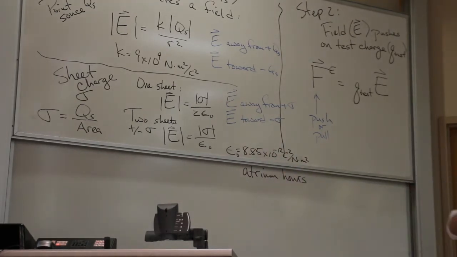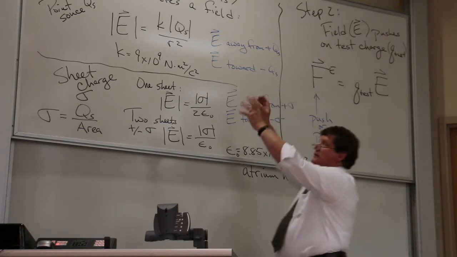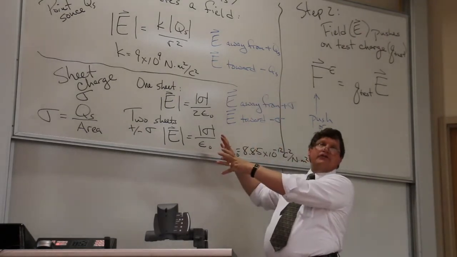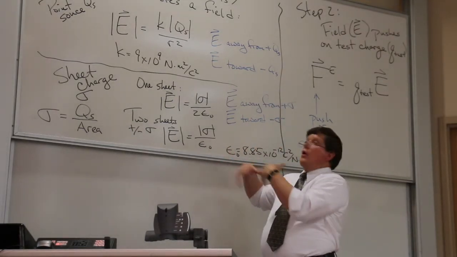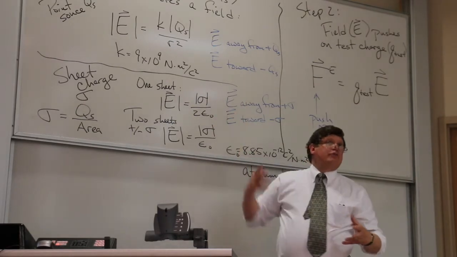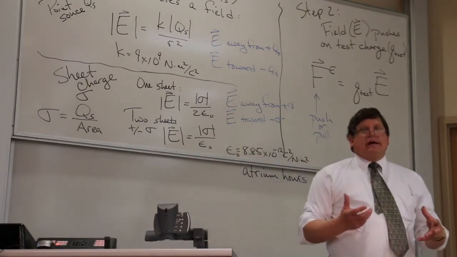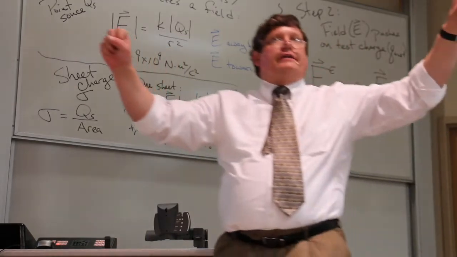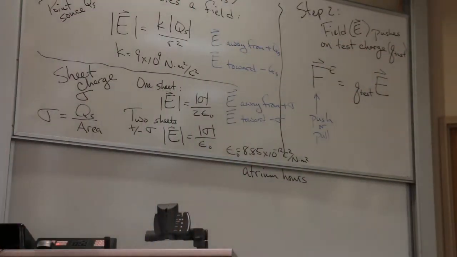Now, whether you use that formula or whether you use one of these formulas to find your E, or in homework, you've actually had to use both in one problem. If you've got a point source and a sheet, you find the electric field due to the point source, you find the electric field due to the sheet, you add them together as vectors using superposition.